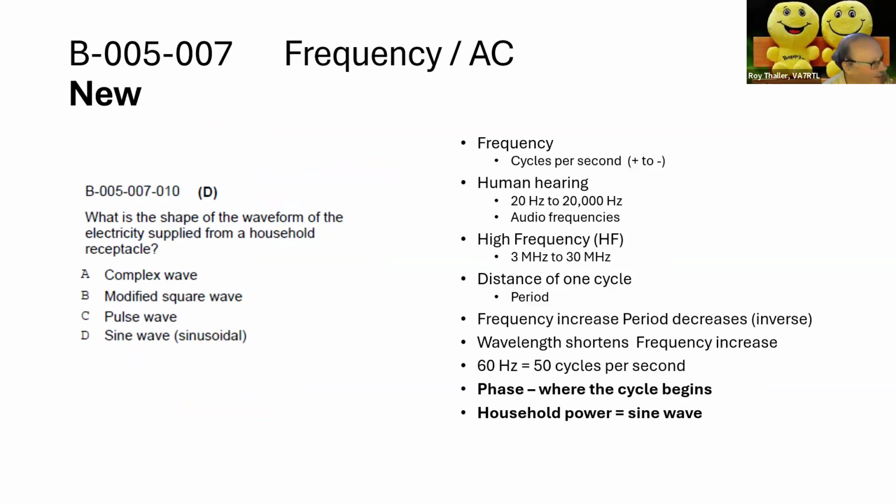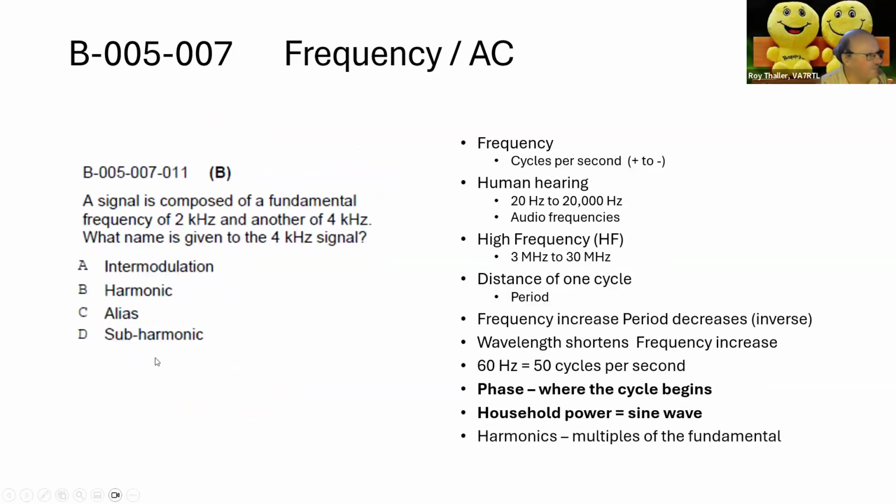What is the shape of a waveform of the electricity supplied from a household receptacle? So that would be a sine wave coming out. So D is the correct answer. A signal is composed of a fundamental frequency of 2 kilohertz and another of 4 kilohertz. What is the name given to the 4 kilohertz signal? So if it's a multiple of the primary frequency, it's known as a harmonic. So B is the correct answer.